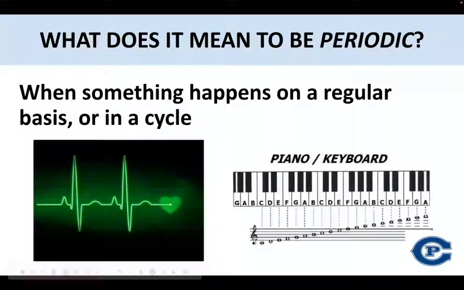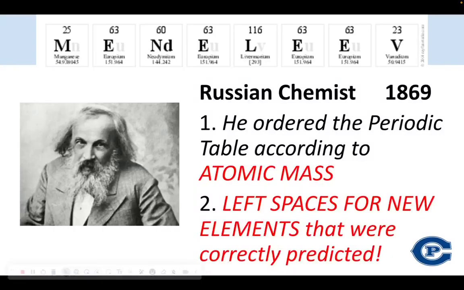So what does it mean to be periodic? The word periodic comes from when something is happening on a regular basis or in a cycle. So when we talk about the periodic table, there are actually trends occurring in it that we will be exploring later in this unit. But that is where the periodic table gets its name. As I move left to right, top to bottom, we can observe these different trends.